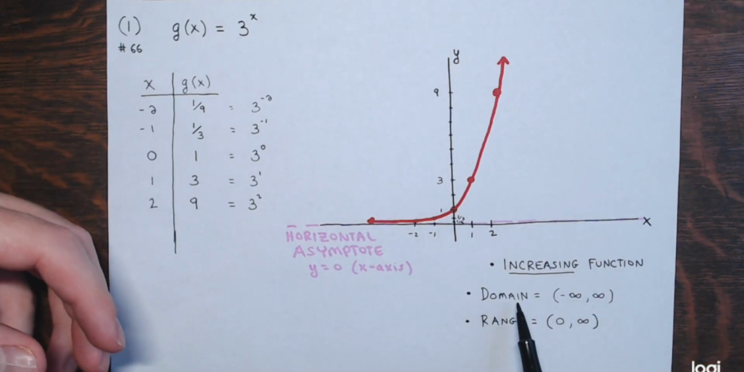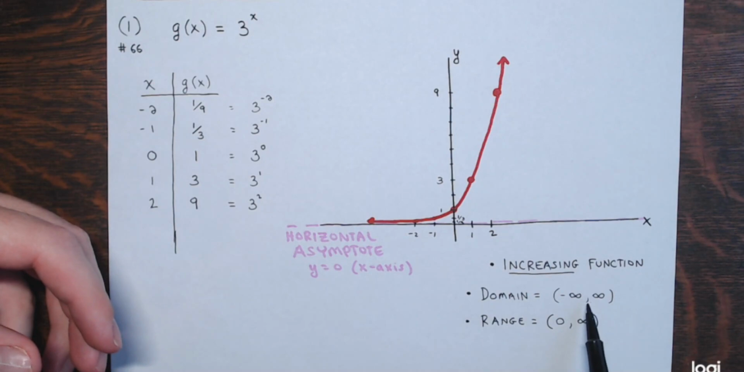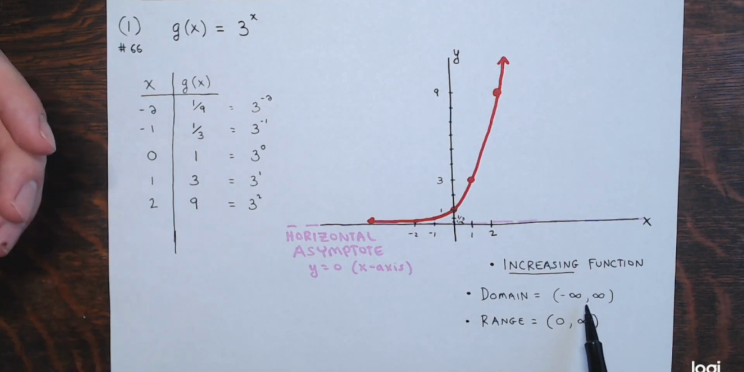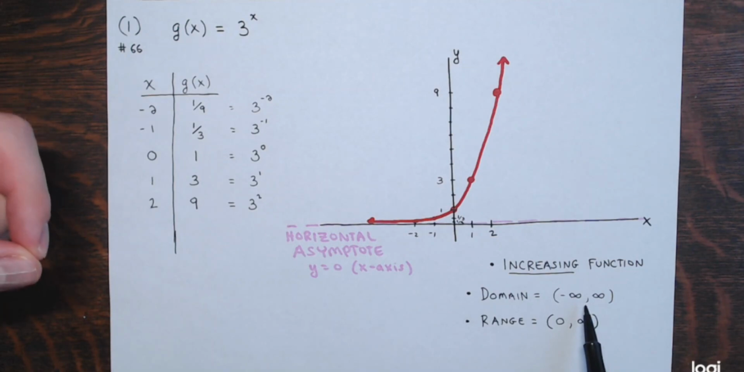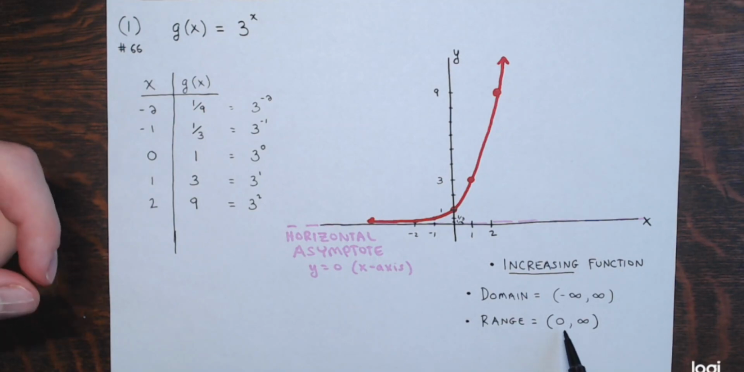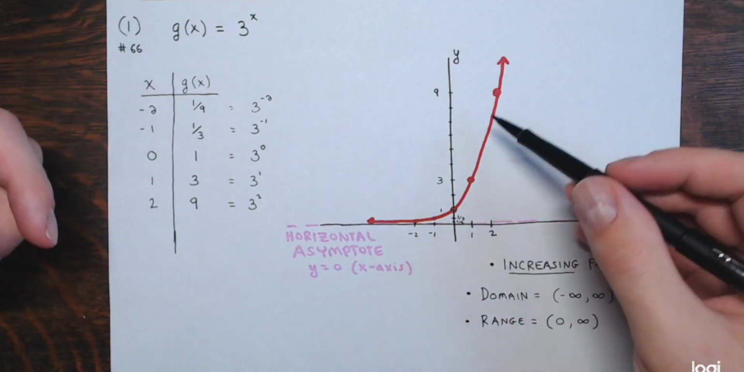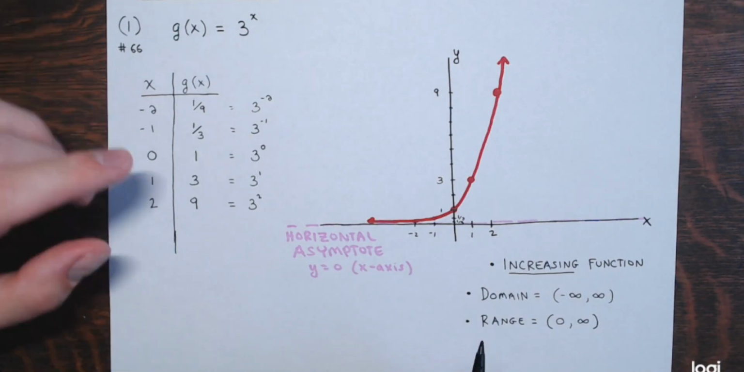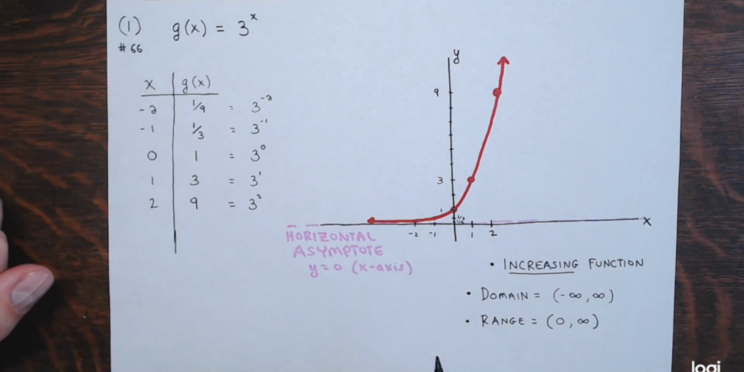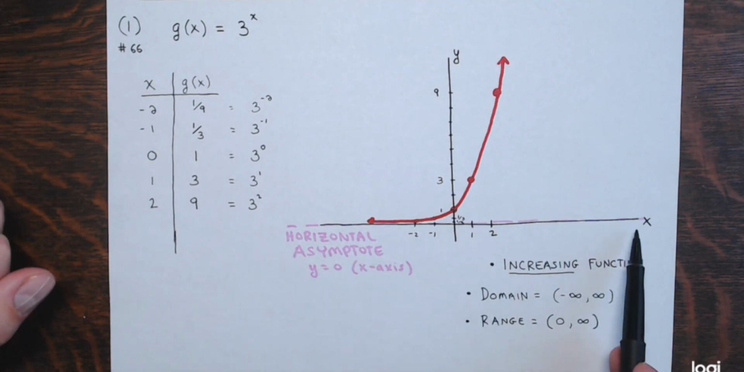The domain for any exponential function will be all real numbers. You can plug in anything you want, any real number, any x value for any exponential function. It's the range that's a little tricky. The range is just every value either above or below the horizontal asymptote. Again, it all depends on the way the function looks. But the horizontal asymptote will be key in determining the range.